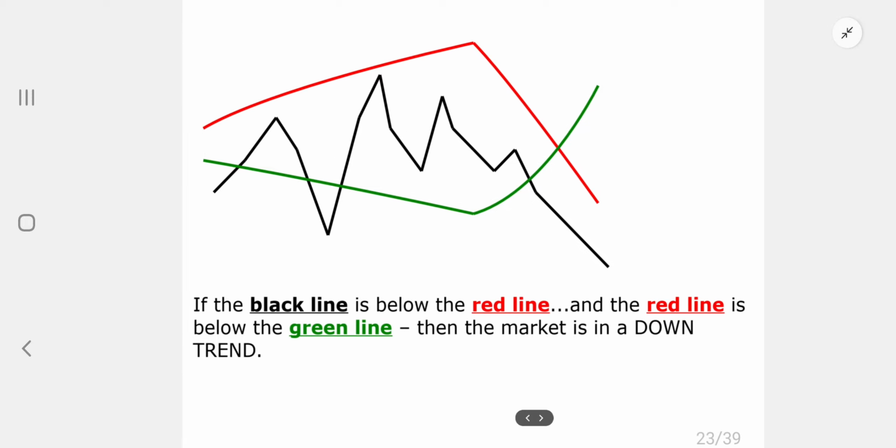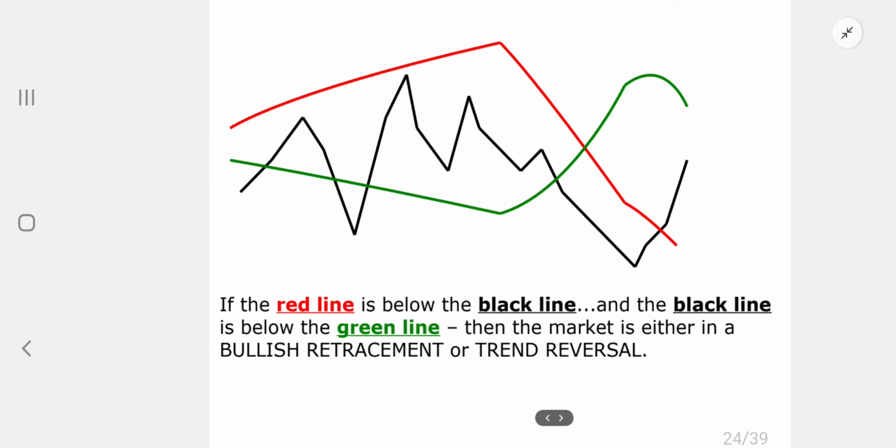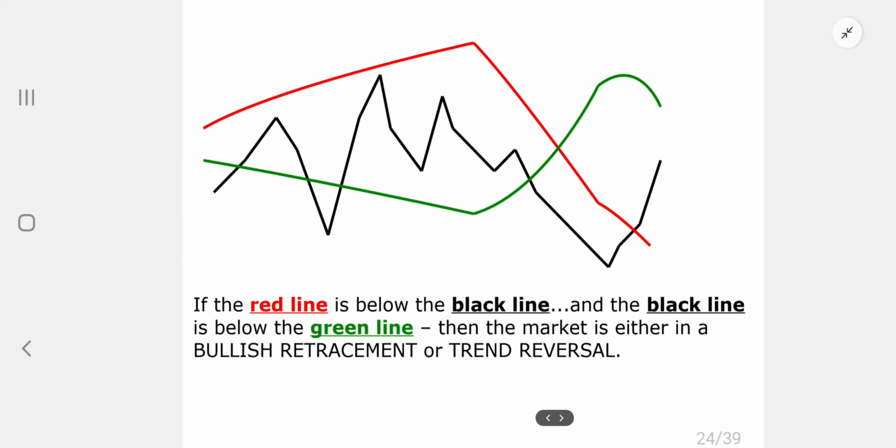If the black line is below the red line and the red line is below the green line, then the market is in a downtrend. If the red line is below the black line and the black line is below the green line, then the market is either in a bullish retracement or trend reversal.